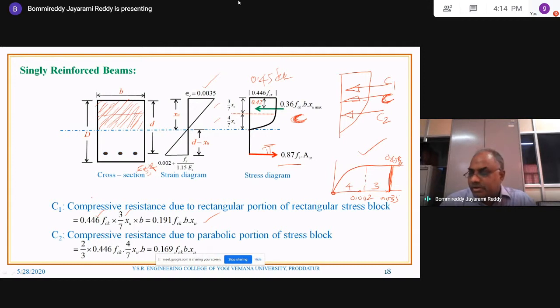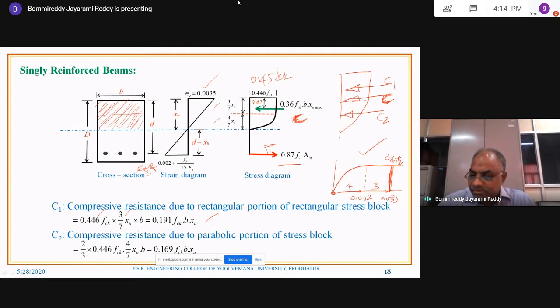Sometimes in the examination, this may be the question. But don't remember 0.191, because when this question is asked, you should be able to get this multiplication within a few seconds. Don't try to remember 0.191, 0.169. It is always confusing if you remember more and more values, because we do not know whether this question is going to come in the exam or not. If the question comes in the examination, then your mind should move towards this diagram and accordingly get the final value.